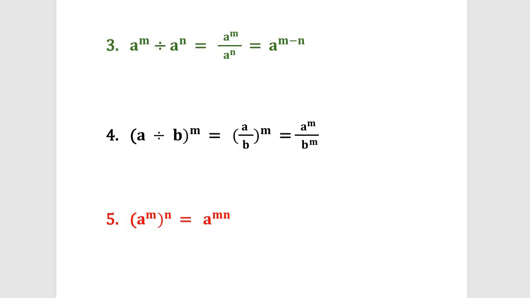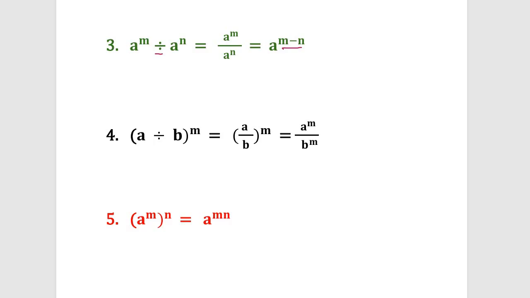Formula number 3, a to the power m divided by a to the power n equals a to the power m by a to the power n equals a to the power m minus n. In case of division, the powers are subtracted from each other: the power of the numerator minus the power of the denominator.